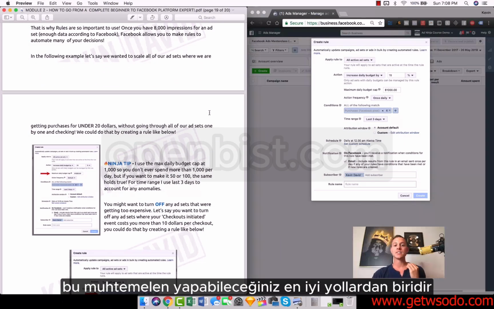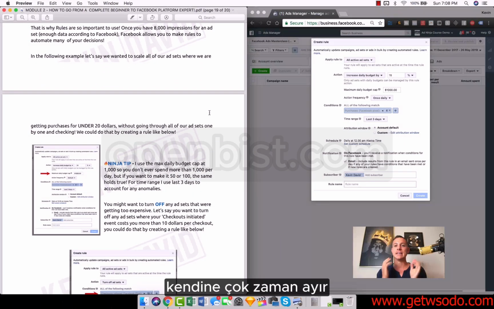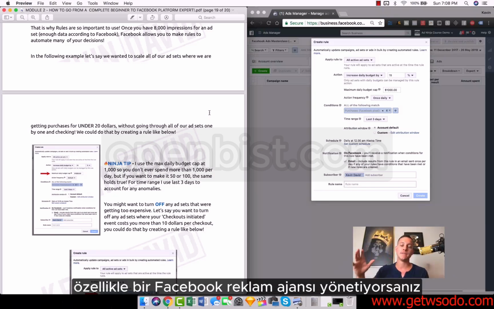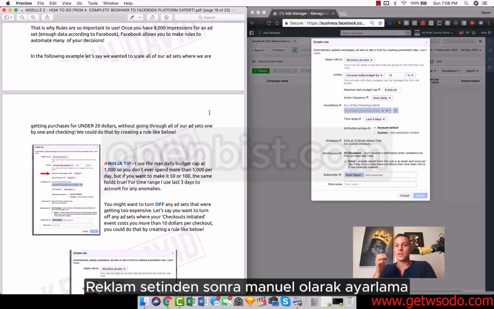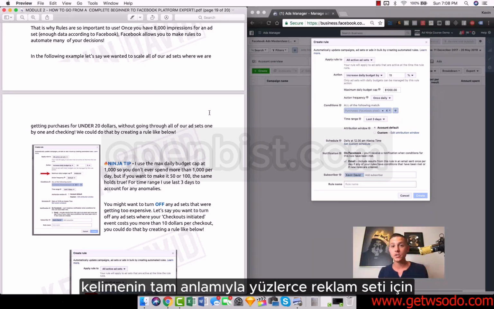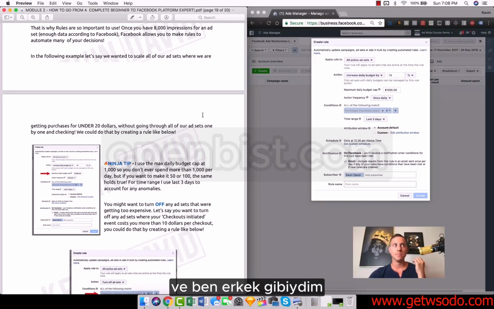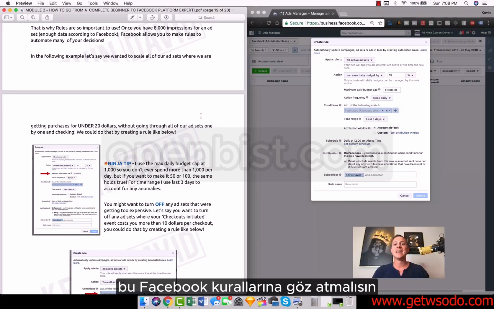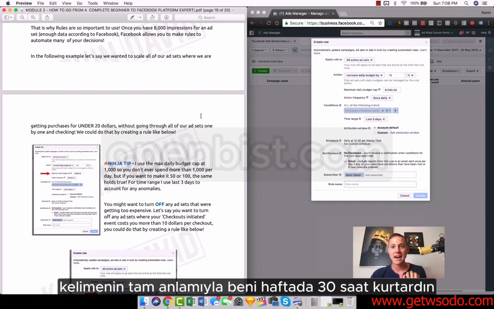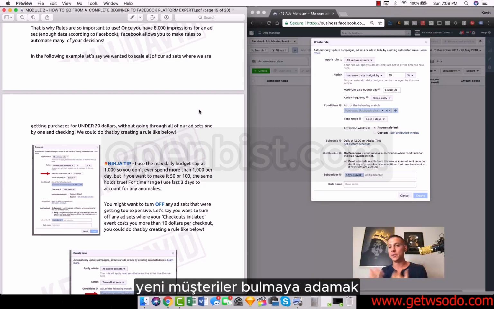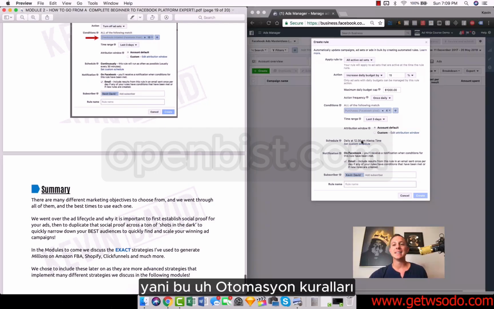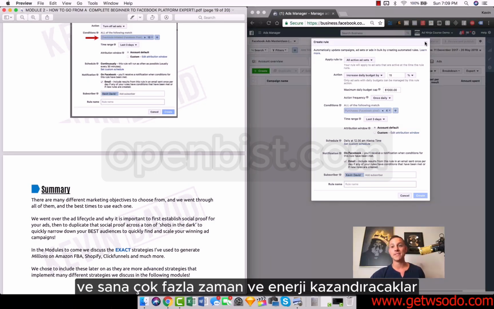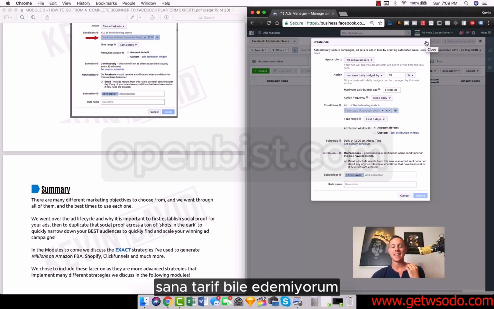That's automation rules. That is one of the best ways that you can possibly save yourself so much time, especially if you're running a Facebook ad agency. I had people who didn't know about this who were spending like 20 to 30 hours a week just going through and manually adjusting ad set after ad set, literally hundreds of ad sets for all of their different clients. And I was like, man, you've got to check out these Facebook rules. And they're like, oh my God, Kevin, you've literally saved me 30 hours a week, which they can devote to finding new clients or just relaxing and having a beer on the beach, right? So that is the automation rules, and they are going to save you so much time and energy. I can't even describe it to you.